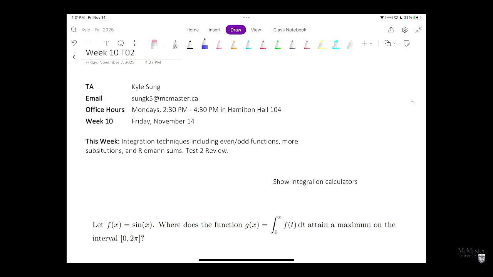So first things first, let's get some stuff out of the way. I want to cover some more integration techniques, more substitutions, more ways that we can do things quickly so that we can optimize for our test. I want to show you another trick on our calculators before the end of the tutorial today.